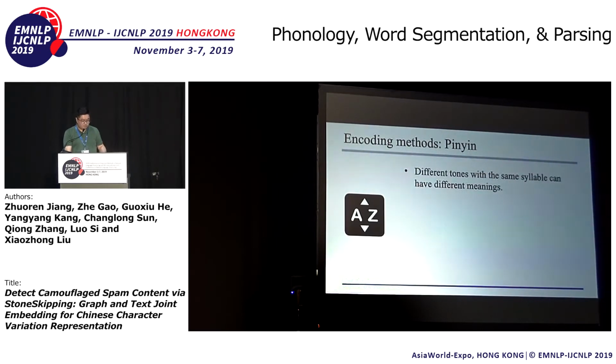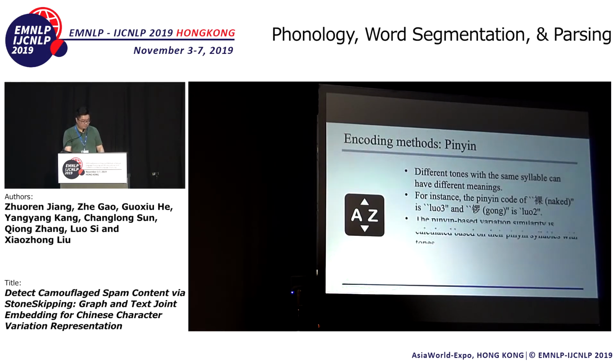And the different tones with the same syllable can have different meanings. For instance, the pinyin code of luo is LUO3, and the other luo is LUO2. The pinyin-based variation similarity is calculated based on their pinyin syllables with the tones.